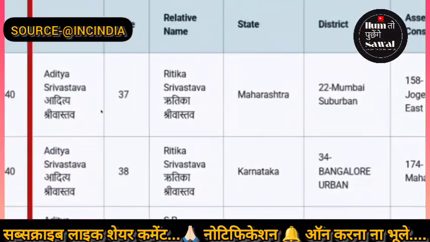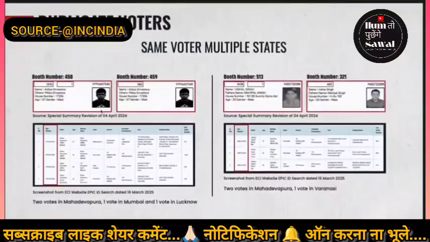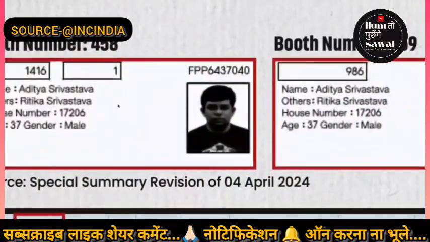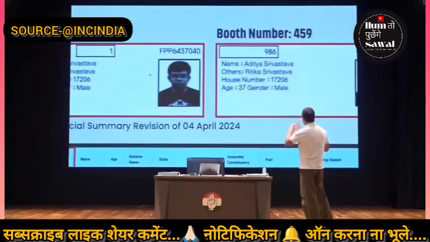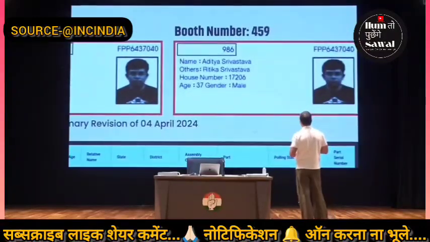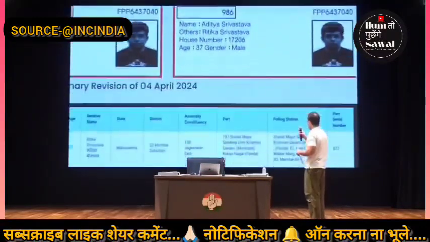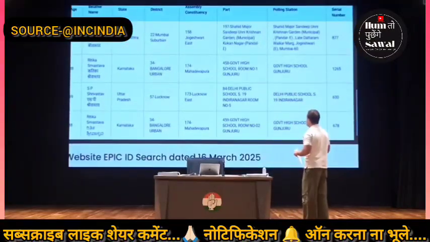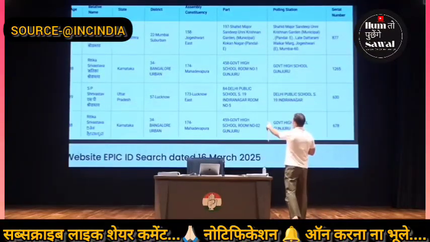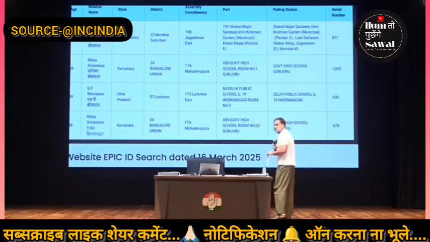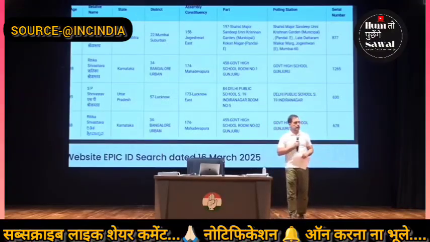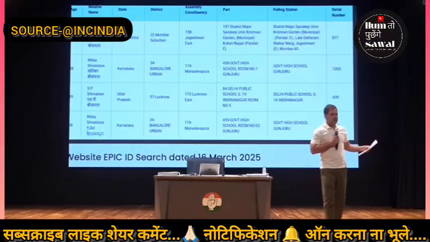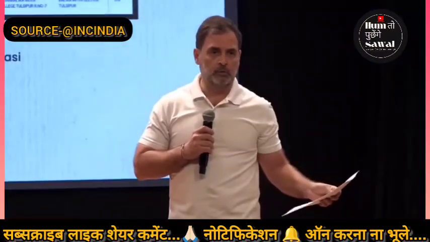Just zoom out for a second. Yeah, just zoom into the top 2 there. He votes in booth number 458, same person. He votes again in booth number 459, same person. Go down. And then this gentleman goes Karnataka, Uttar Pradesh, Karnataka, and Maharashtra. So he's got his name on 4 lists, different states, different polling booths.